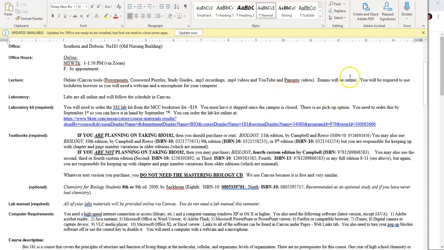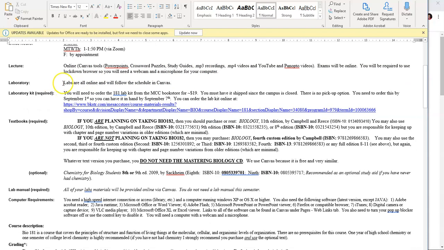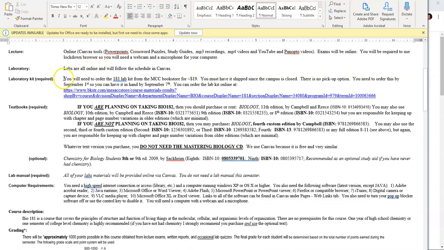The exams will also be online, and you will be required to use the lockdown browser. So you need a webcam and a microphone for your computer. There's no exception. So if you don't have one, you're going to need to go buy one. Labs are all online, and we'll follow the schedule in Canvas. And there's a lab due every week, except Thanksgiving week. So that's the 1 week that you get a break from the lab.